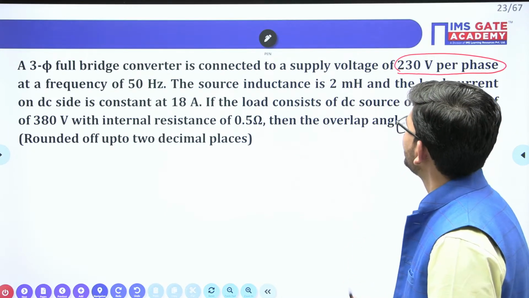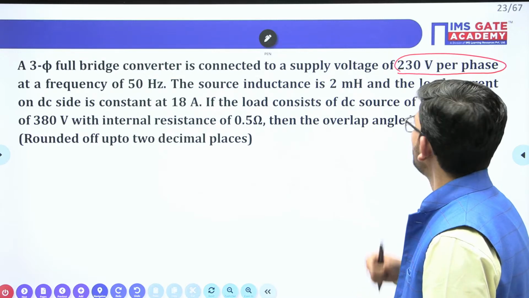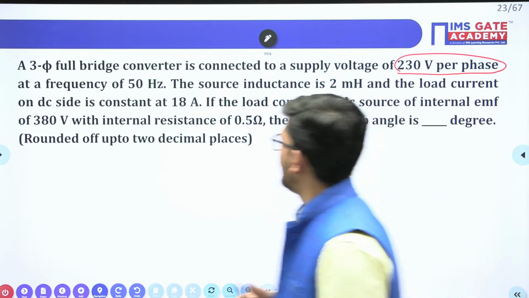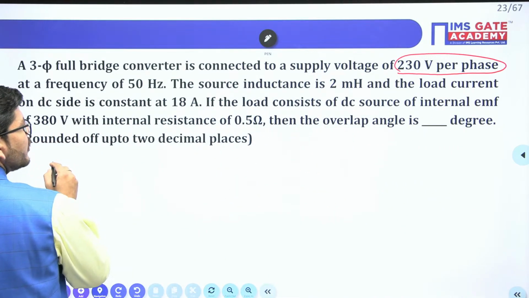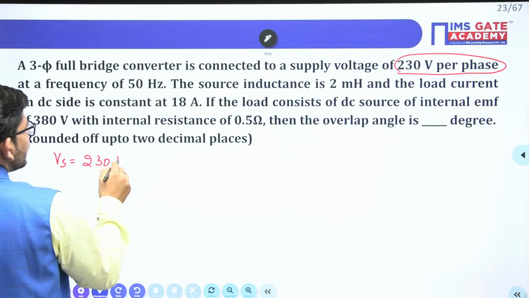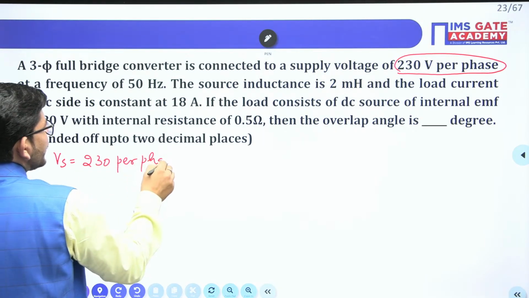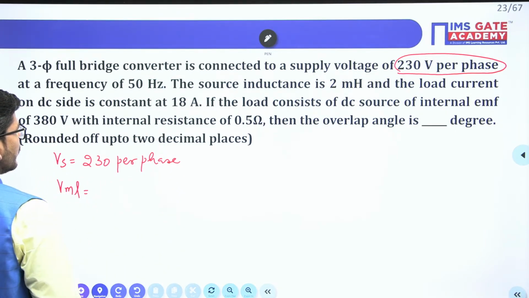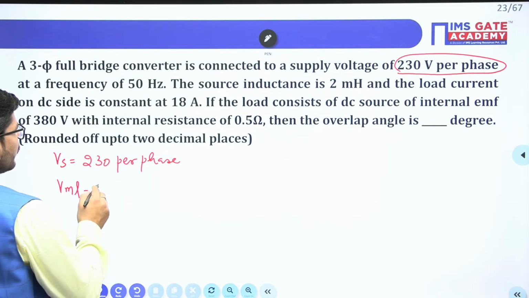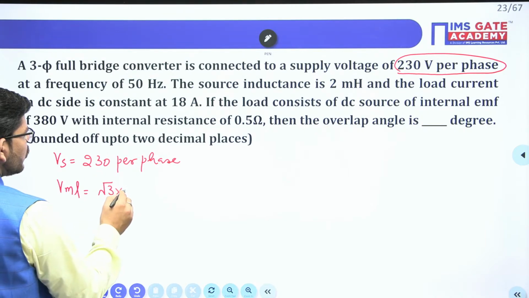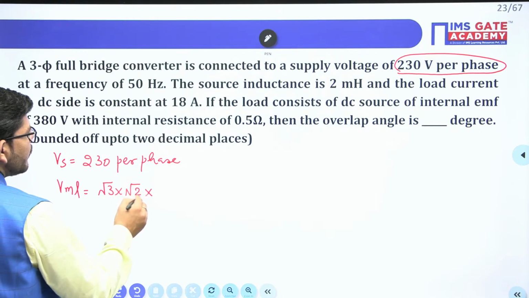The source inductance is 2 millihenry and the load current on DC side is constant at 18 ampere. So what has been given to us? Vs is how much? 230 per phase, guys. So in three-phase converter we require the value of VML. So what will be VML? In order to calculate the line voltage, we have to multiply this by root 3, and in order to get the maximum value we have to multiply it by root 2.